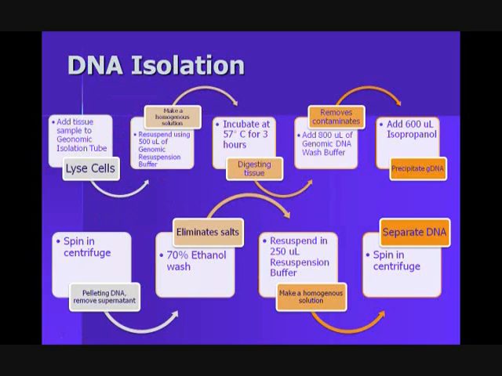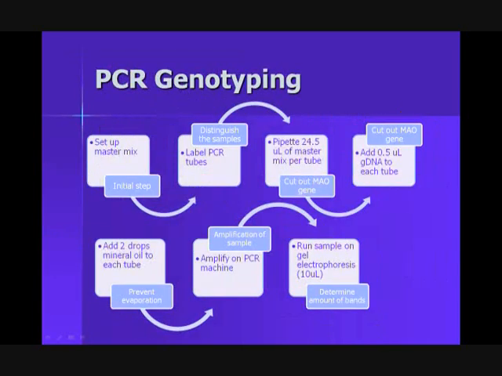The first step of our procedure is genomic DNA isolation. In this step, we remove the DNA from tissue samples. The next step we take is PCR genotyping, in which we amplify the DNA that we extracted from the tissue in the PCR machine, and then we take the DNA and run it in the gel electrophoresis.